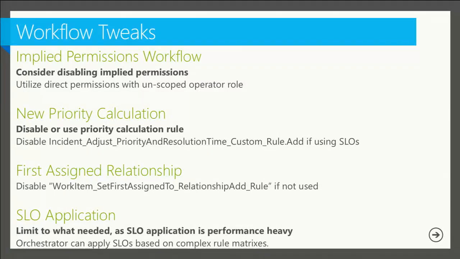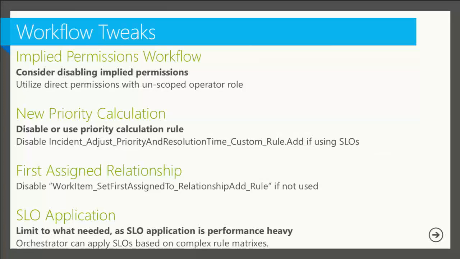Also, some companies don't need the work item set first assigned relationship rule. What that basically means is whoever is first assigned to the work item, there's a workflow that runs that actually goes and gets that information and makes a relationship between the user and the work item. Some companies, that's already set and assigned to a user, and it's in the history. So it's not necessarily useful to a good chunk of organizations.